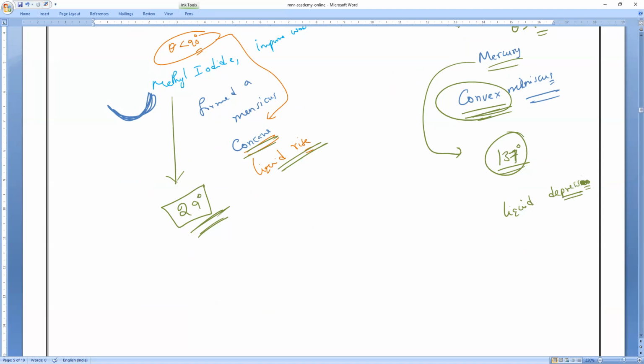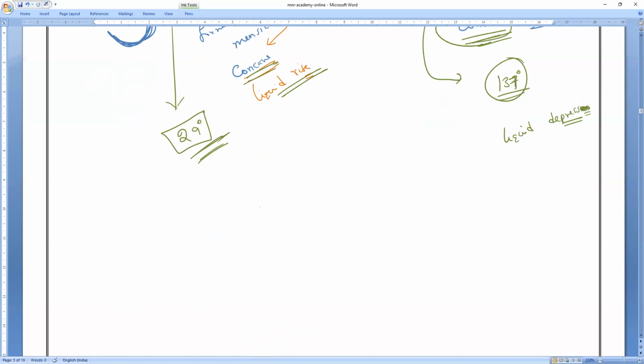If theta is less than 90, the liquid will rise. If theta is greater than 90, the liquid will depress. Based upon what, sir, does a liquid rise or depress? That is what we are discussing now. If I consider pure water, as I already told you, there is no rise and no depression. The liquid stays in the same parallel position.